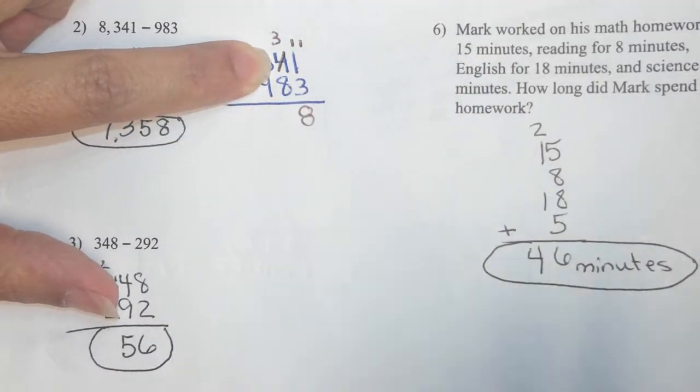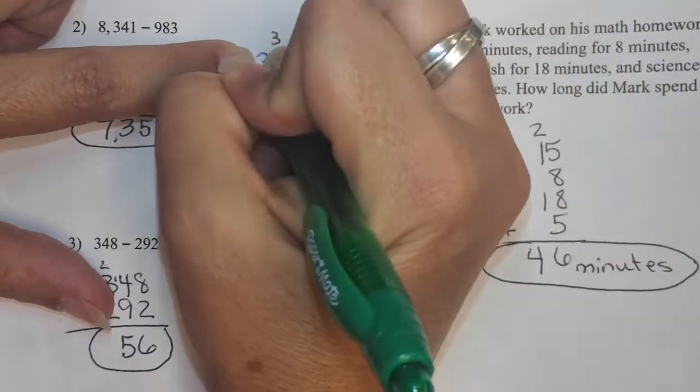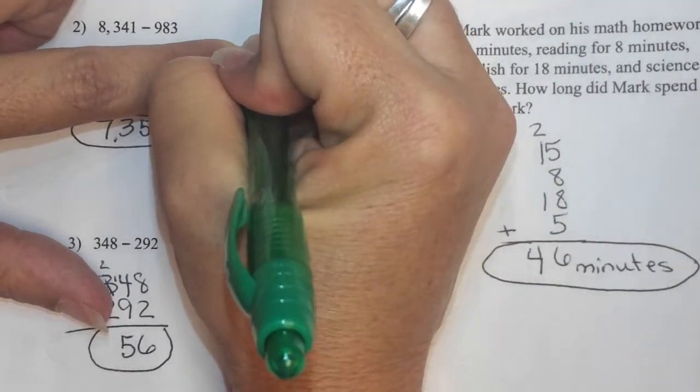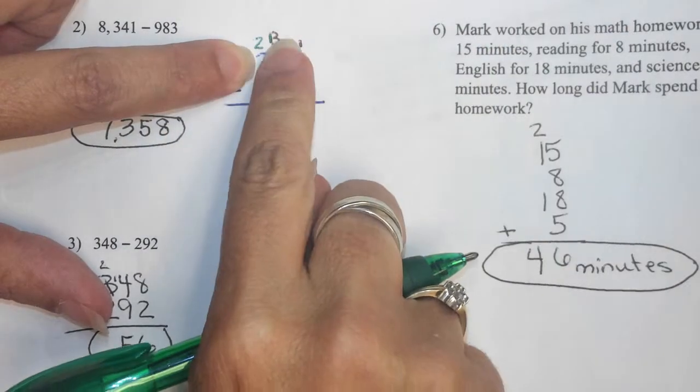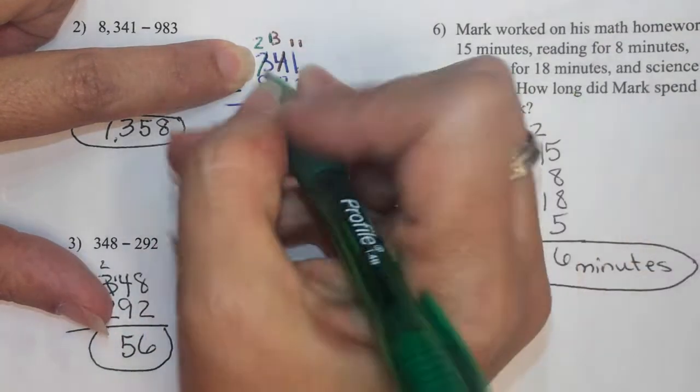Now, let's switch colors and go to the next one. Can we do 3 minus 8? No, we're going to borrow from the 3. If we take one from him, he's got 2 left, and that 3 there is now a 13. 13 minus 8, 5.